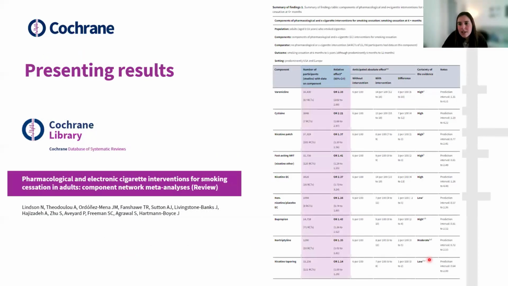So then presenting results is also very important. The effects of both interventions and components can be presented using forest plots or using tables, as we saw earlier. And also, as the authors of this Cochrane review, which explores pharmacological and electronic cigarette interventions for smoking cessation in adults, have done, summary findings tables can be adapted like this, where each row corresponds to a different component. So the tables can be adapted to better suit the component network meta-analysis concept.